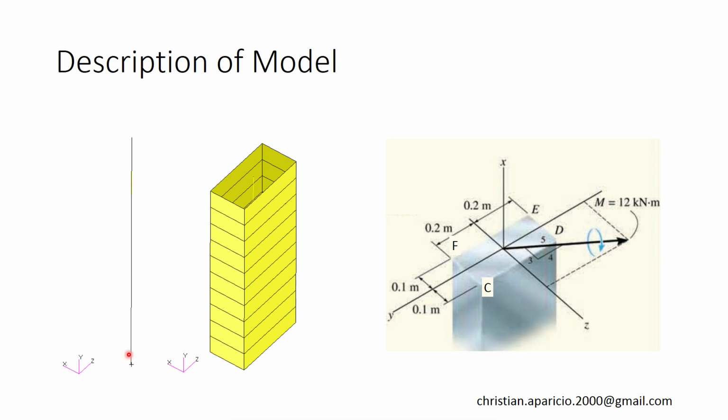Here's what our model looks like. It's a simple model composed of line elements, again, fixed on one end. A moment of 12 kilonewton meters is applied at the very tip. Here's what the cross section looks like when it's superimposed. Our original cross section has dimensions of 0.4 meters for the height and 0.2 meters for the width.